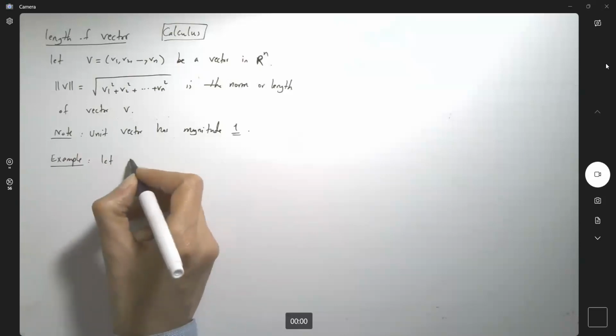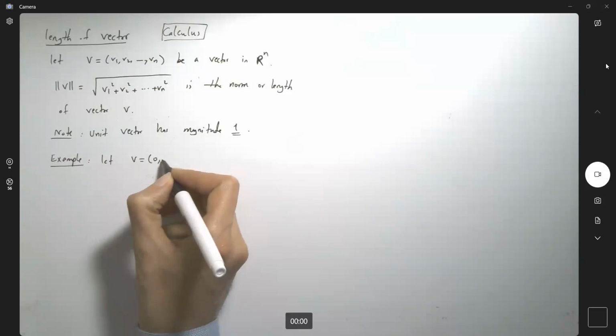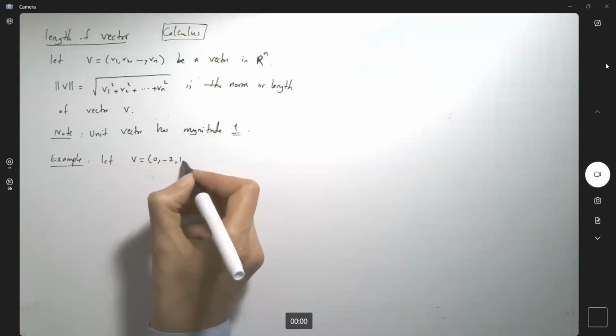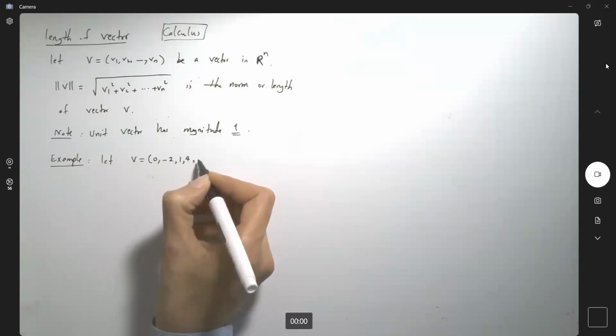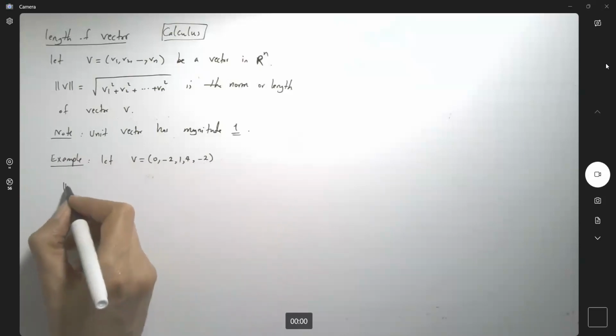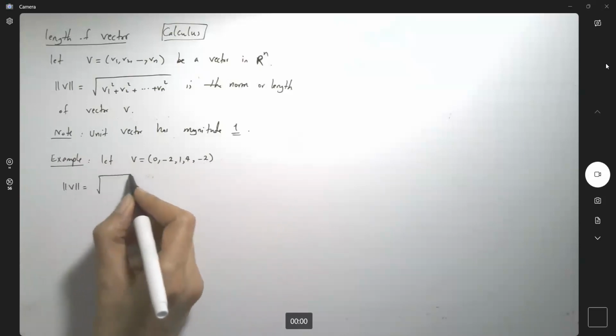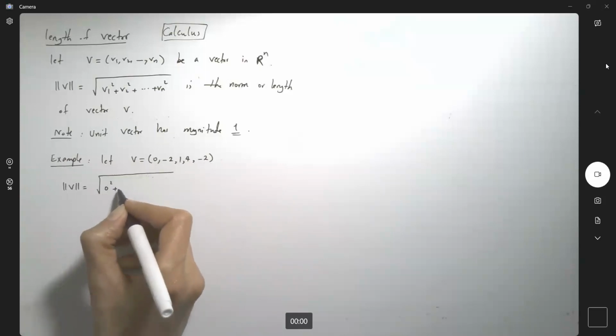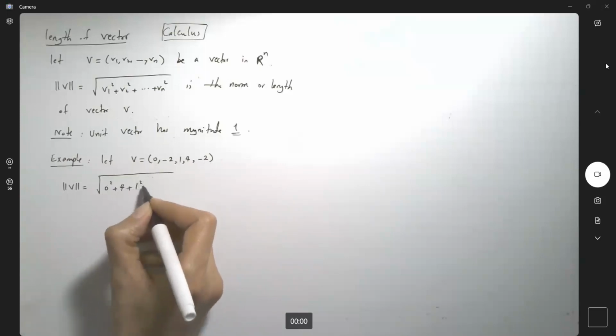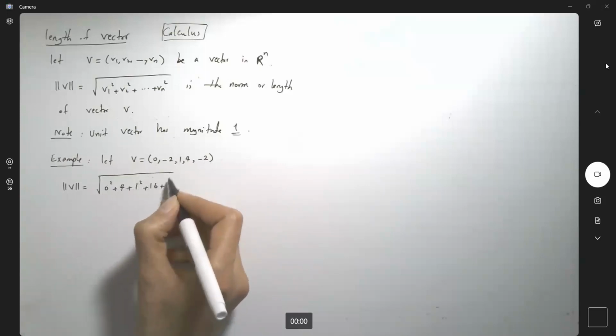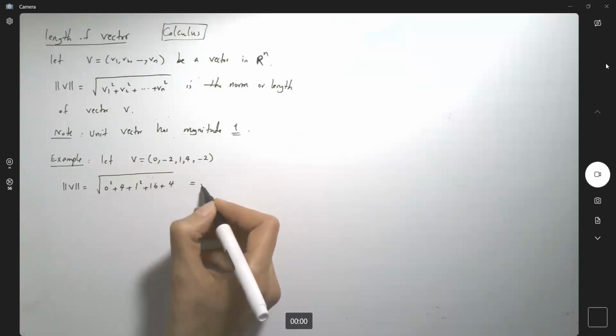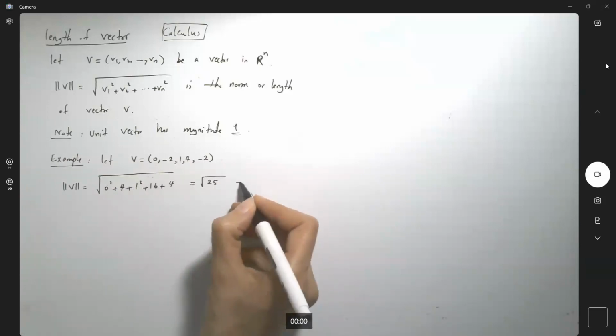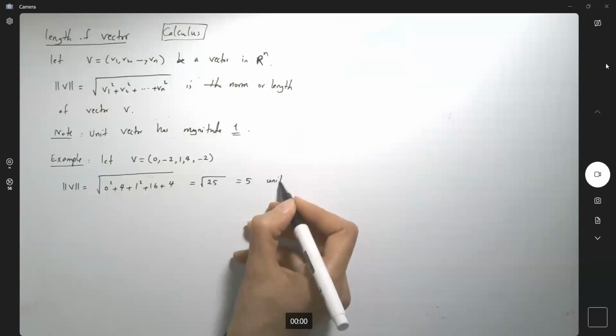Let V be a vector with components 0, -2, 1, 4, and -2. Then the length or magnitude is equal to the square root of 0 squared plus 4 plus 1 squared plus 16 plus 4, which is basically the square root of 25, or 5 units.